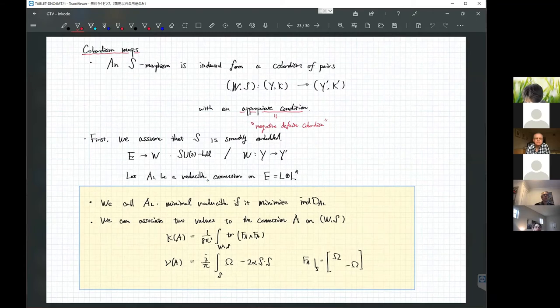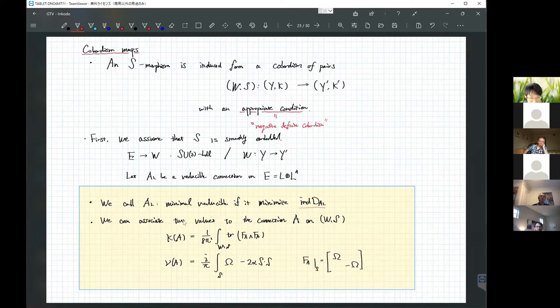And we can define the cobordism maps between S complexes. An S morphism is induced from a cobordism of pairs W and S with an appropriate condition. This condition is called negative definite cobordism. First, we assume that S is a smoothly embedded surface cobordism, and consider an SU(2) bundle E over W. And let A_L be a reducible connection with respect to this decomposition of E. Then we call A_L a minimal reducible if it minimizes the index of the ASD operator.